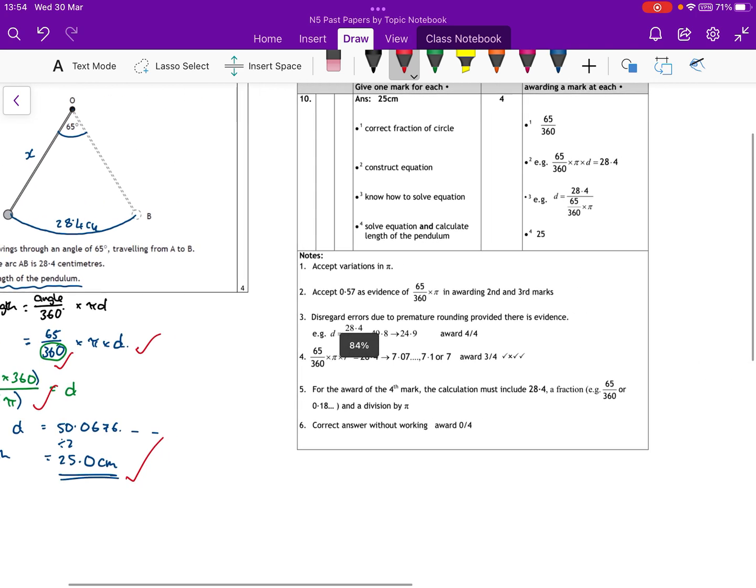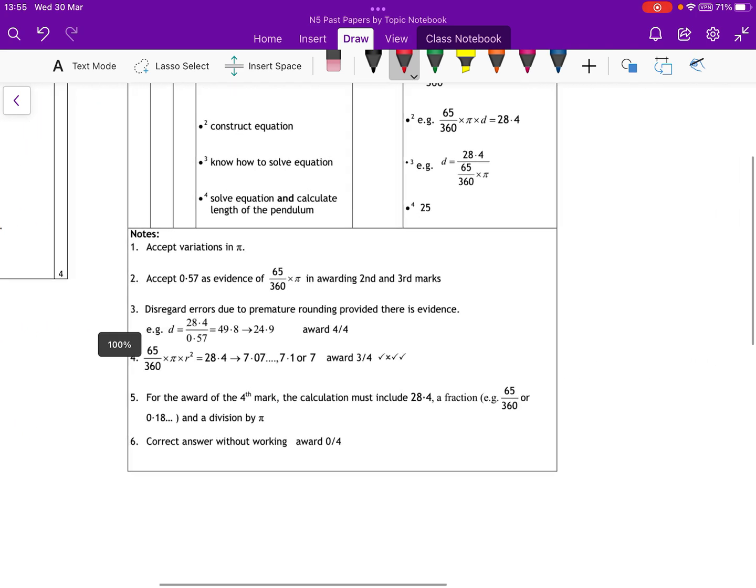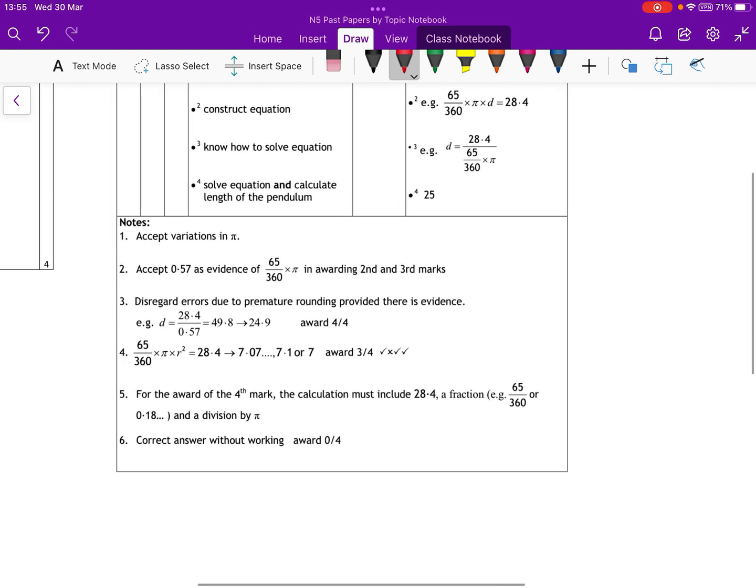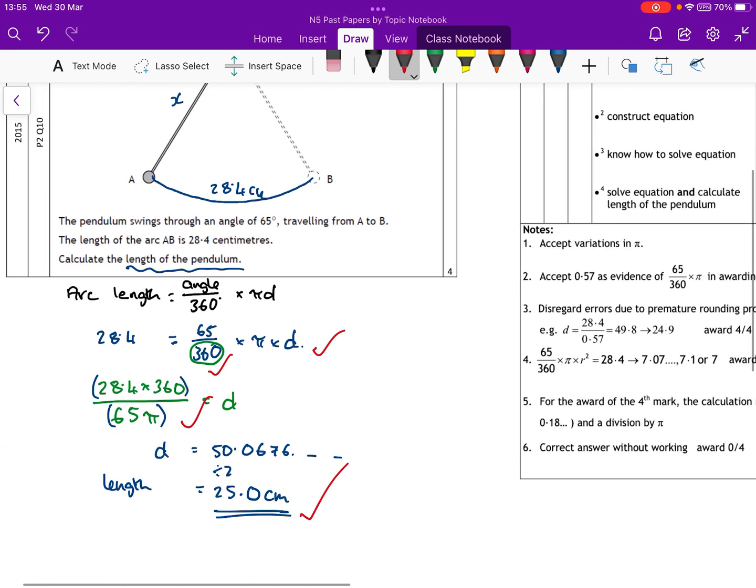Have a quick look, there are quite a lot of notes at the bottom, so perhaps if you've tried this on your own and didn't get full marks, you might want to read through them, and it'll help you get an understanding of exactly what the marks are awarded for, okay? But hopefully that makes sense to you.